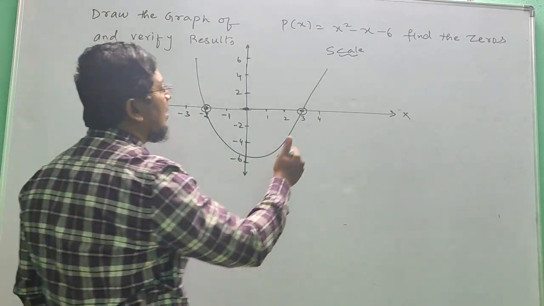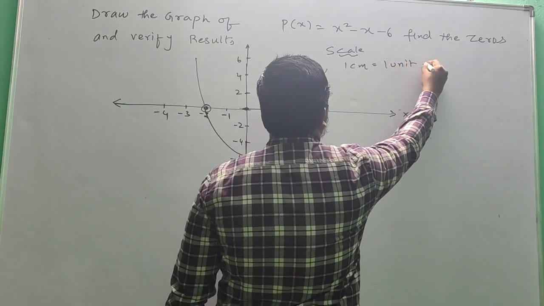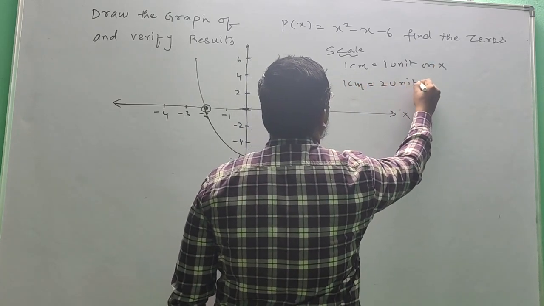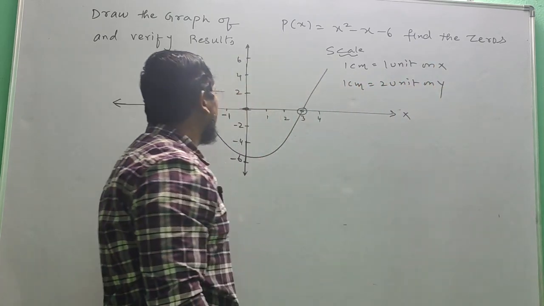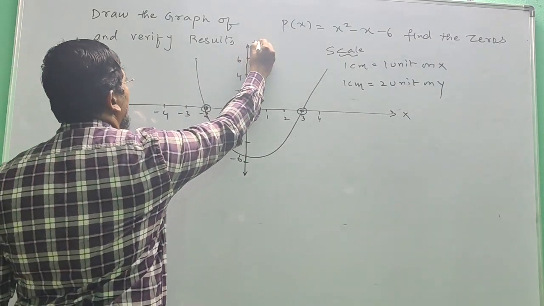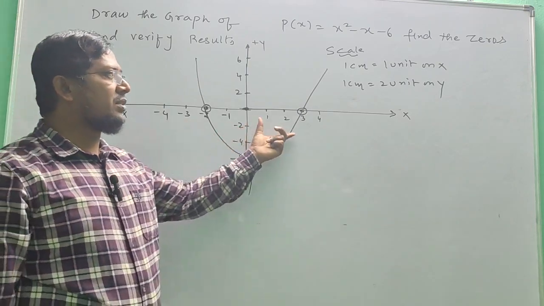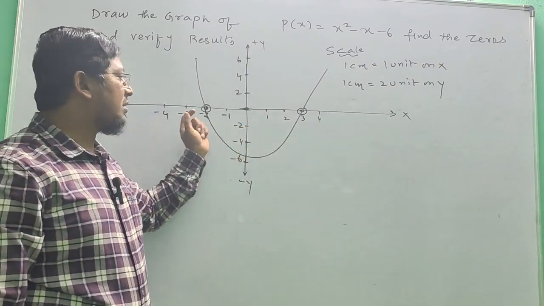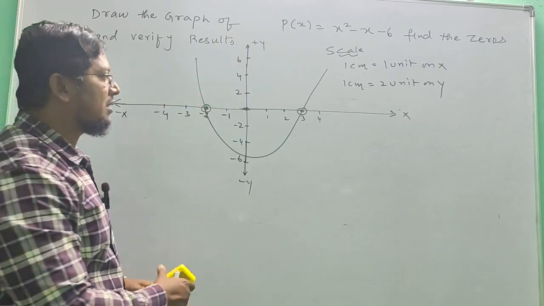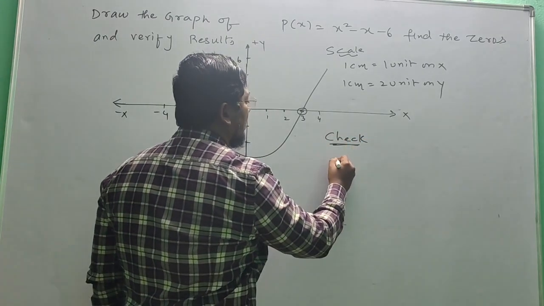Here in the scale, 1 centimeter is equal to 1 unit we are taking on the x-axis and 1 centimeter is equal to 2 units we are taking on the y-axis. So this is the positive x-axis, negative x-axis, positive y and negative y-axis. These two zeros we have to select first of all. After selecting these two zeros, then what do we do, sir? We have to check our result. How to check the result? The same method, the factorization method.